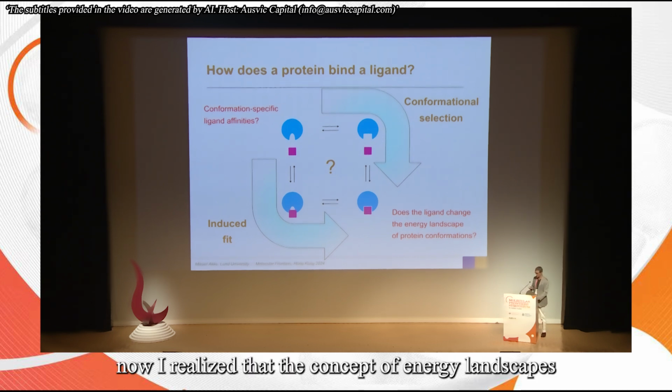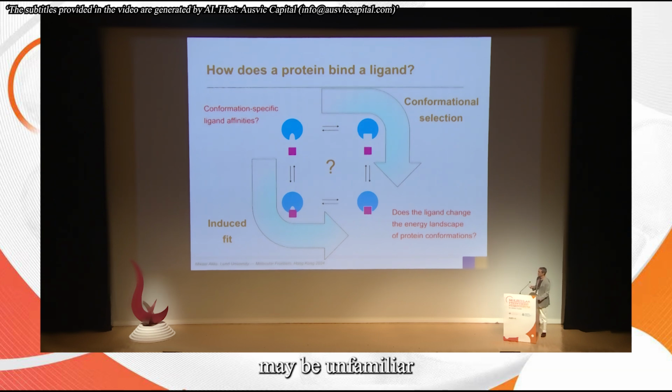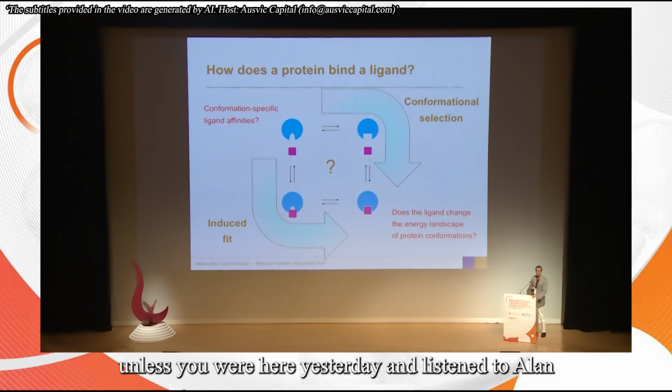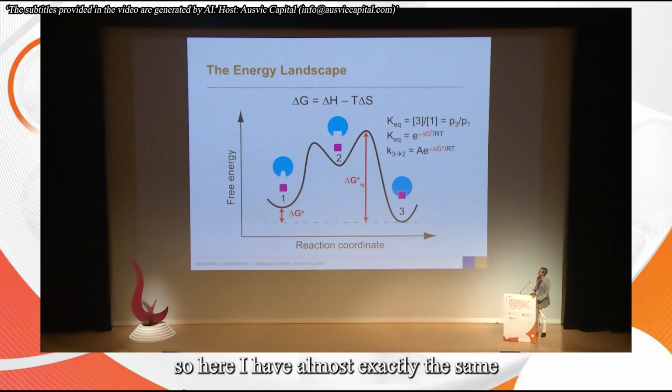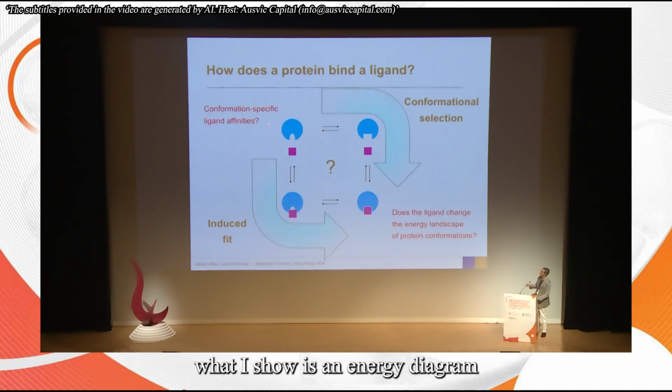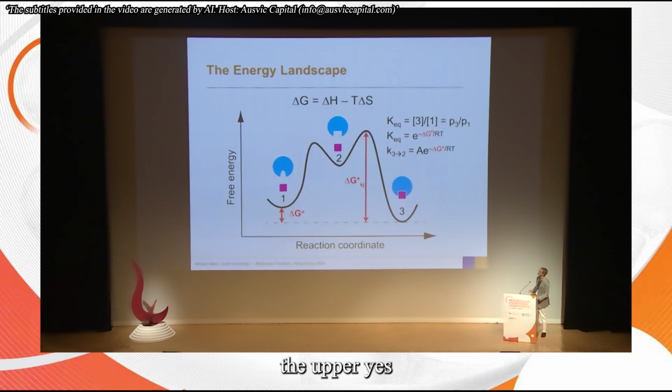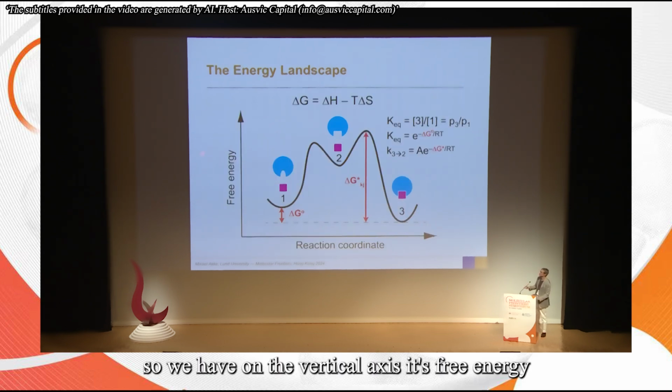Now I realize that the concept of energy landscapes may be unfamiliar unless you were here yesterday and listened to Alan Fersht's talk. So here I have almost exactly the same type of figure as Sir Alan. So this is basically, let me go back. What I show is an energy diagram going through this pathway. This pathway, I think it is. The upper, yes. So we have on the vertical axis the free energy, and the horizontal axis is the reaction coordinate that tracks how the process is moving forward, so to speak.